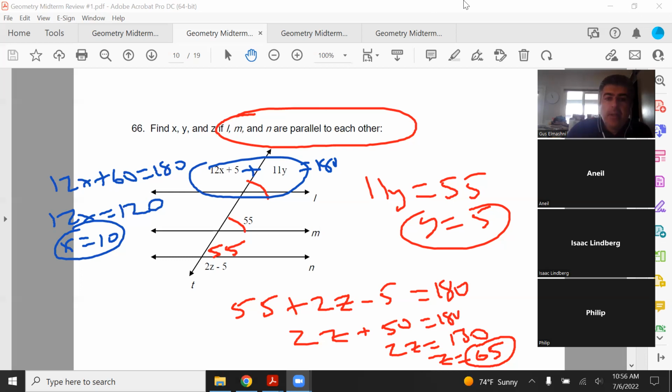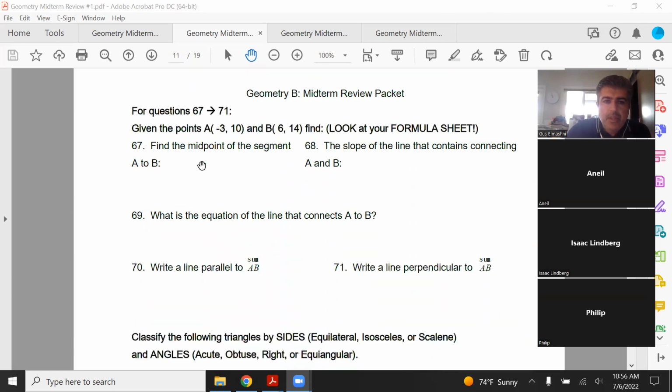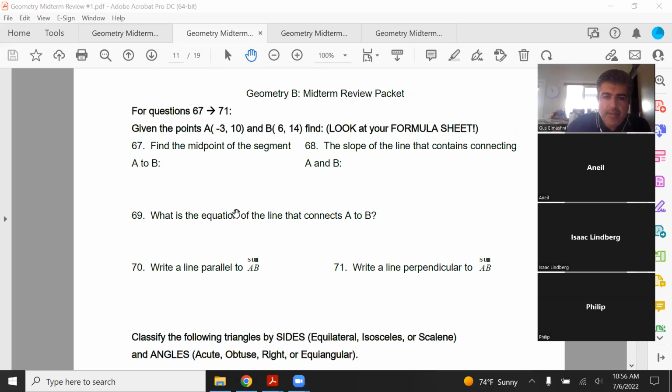Okay, we'll keep the train moving. Here you have to find the midpoint and then slope, get the equation of a line, write a line parallel to AB, and write a line perpendicular. So yeah, the reference sheet will help. Midpoint, you just have to do this.